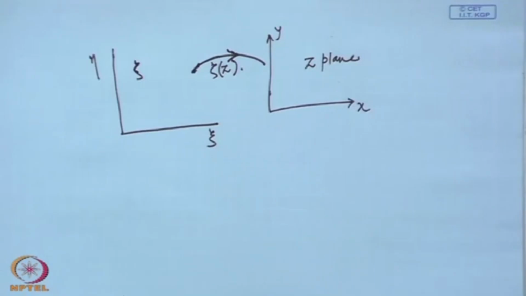The complex number z = x + iy represents a point in the z plane. Similarly, the complex number ξ + iη represents a point in the zeta plane.